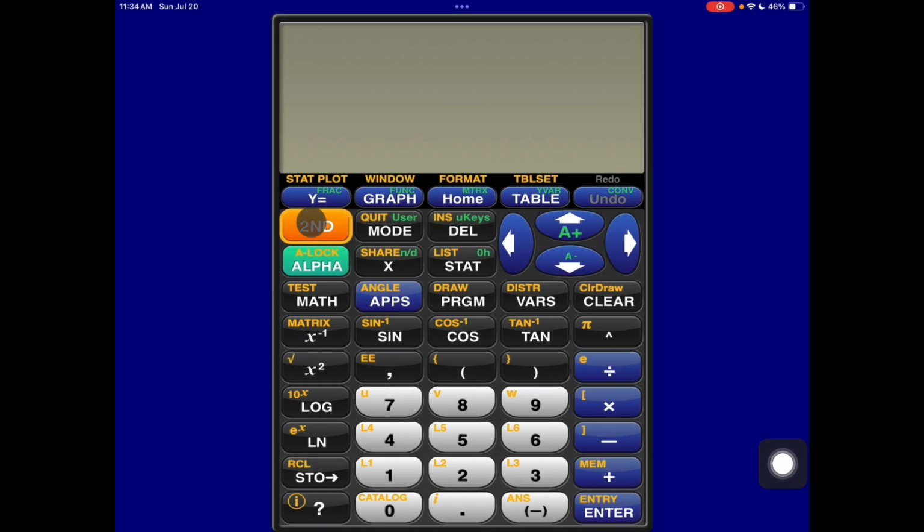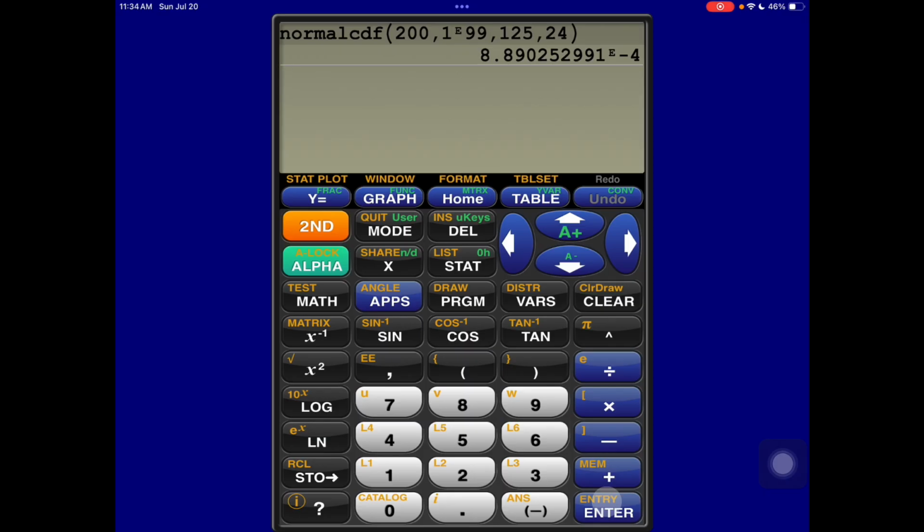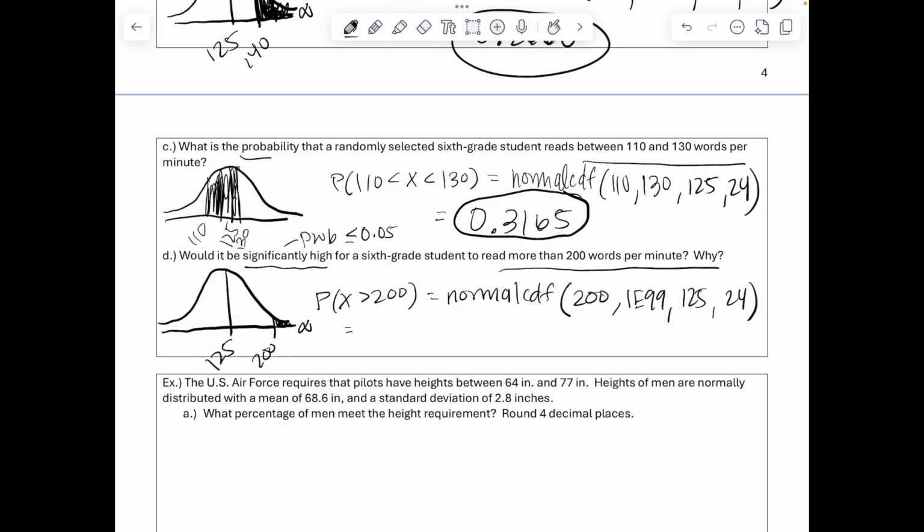On the graphing calculator, we're going to go to second vars, normal CDF. Our lower bound is 200, comma, our upper bound is 1E99, comma, the mean is 125, comma, standard deviation is 24. Close your parentheses and select enter. Notice that this one has an E in the answer, which again means times 10. So on the calculator, and writing this in scientific notation, we get 8.89 times 10 to the negative 4th, which means we have to move our decimal place 4 times to the left.